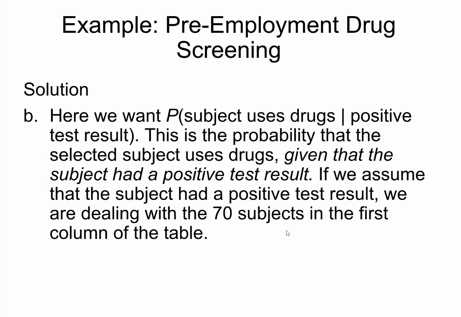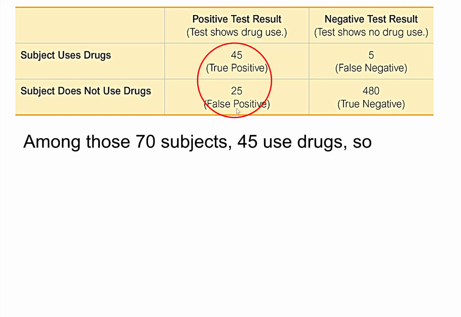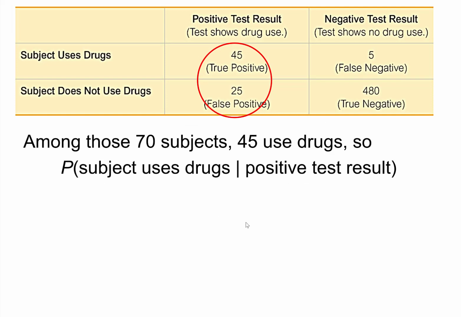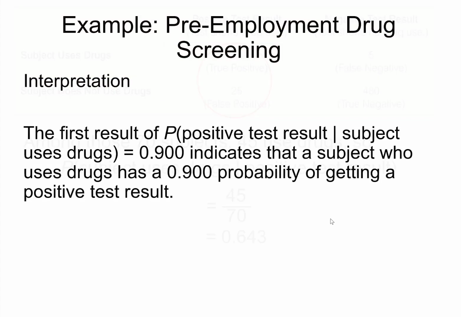Now we want to know the probability that the subject uses drugs given they had a positive test result. So if we go back to the table, we have 70 people with positive results. 45 of those use drugs. So the probability that they use drugs given a positive result is 45 over 70, or 0.643.